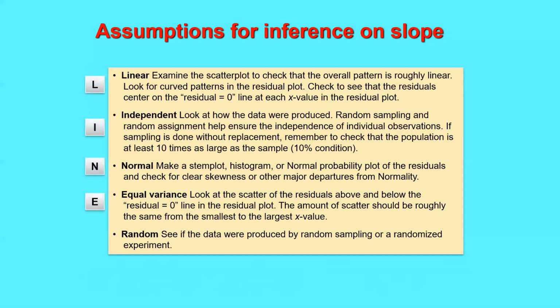So here is an acronym to help you remember: LINER. L, linear. Check the graph. I, is it independent? N, is it approximately normal? Check the graph. E, equal variance, and R, random.